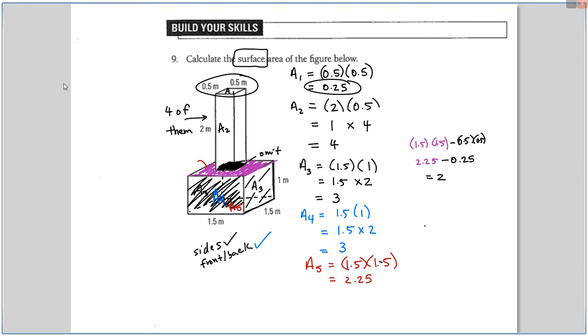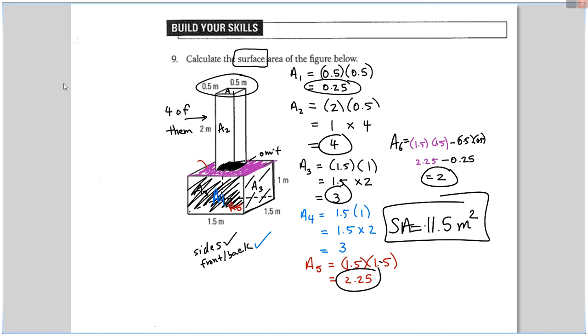Now what do we do with all these numbers? Add them together. Okay, so 4 and 3 makes 7, and 2 makes 9, 11.25, and I got 11.5 total. So put a big box around your final answer, and life is good. How'd that go? That's good.